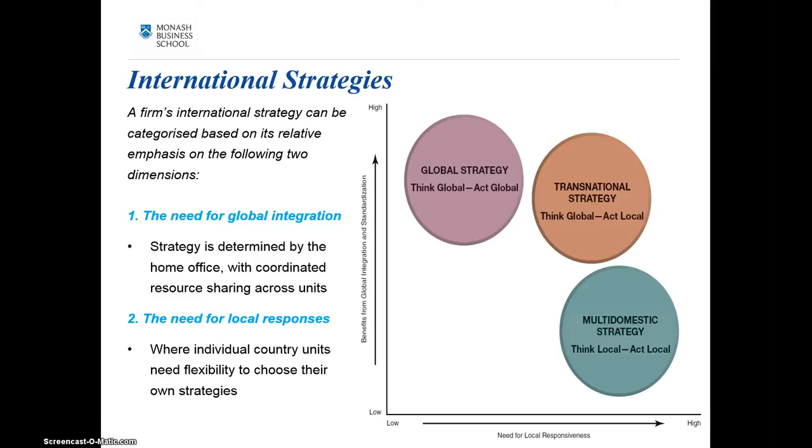We see that most firms tend to focus on one of those two over the other. Occasionally, a firm may actually choose to try and achieve both at once, but as we'll show over the next few slides, that is increasingly difficult to do. Now, depending on which of those two variables you emphasize will determine which international strategy you are pursuing, and they may be any of the following three, being the global strategy, the transnational strategy, and the multi-domestic strategy.